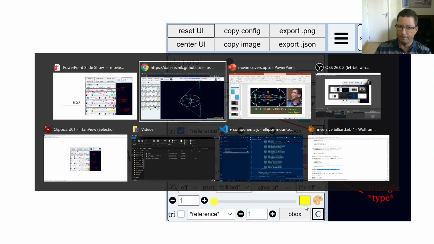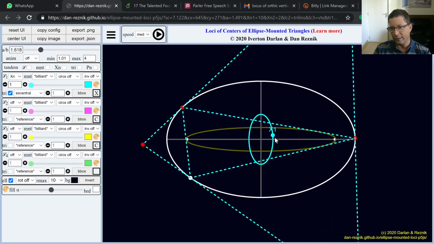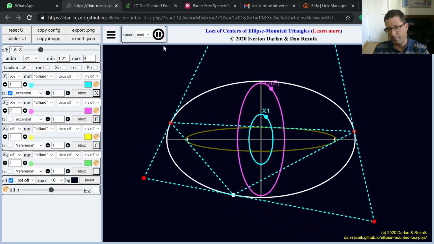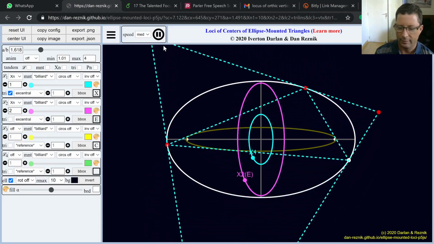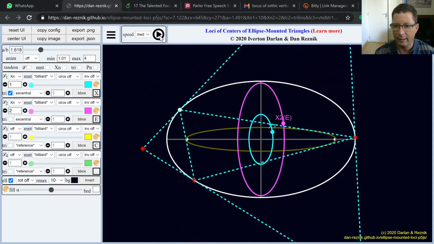So for example, if I was interested in not only visualizing the path of the incenter on this particular triangle family, I might want to turn on the path of, for example, the barycenter, X2, not for the reference but also for the excentral. So now I can simultaneously visualize the path of the incenter and the barycenter of the excentral family. Okay, so now the subject of this video is the following. You've seen these two controls that allow me to select what particular Kimberling center I want to visualize the locus for.